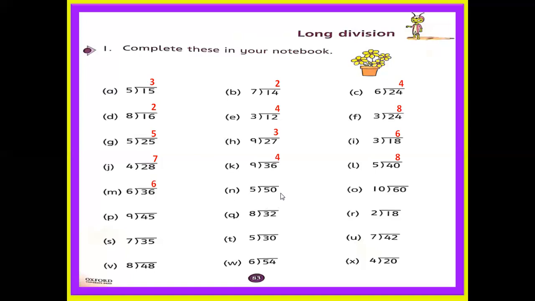Part 5: 50 divided by 5. When you just take a single digit, 5 ones are 5 and then 0, but it is a little difficult. You just read the table of 5. 5 ones are 5, 5 twos are 10, 5 threes are 15, 5 fours are 20, 5 fives are 25, 5 sixes are 30, 5 sevens are 35, 5 eights are 40, 5 nines are 45, and 5 tens are 50.